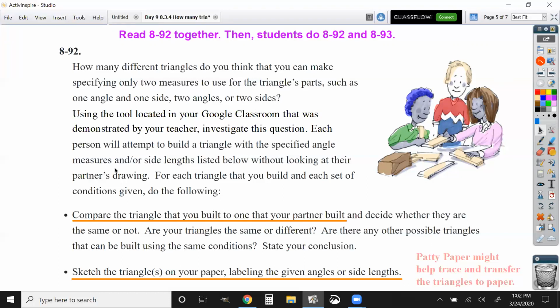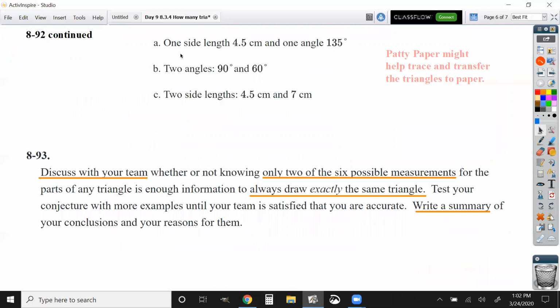and then transfer that to your notebook. What I want you to do is try to use the GeoGebra tool ahead of me. I want you to make a triangle first with the conditions, and then I'm going to make one and you and I will compare ours, meaning you'll check to see if you got the same triangle as I got. So here we go. 892A, using that tool, I want you to build a triangle with 1 side length, 4.5 centimeters, and 1 angle of 135 degrees. Go ahead, pause your video and go make your triangle. A side length of 4.5 centimeters and 1 angle of 135.